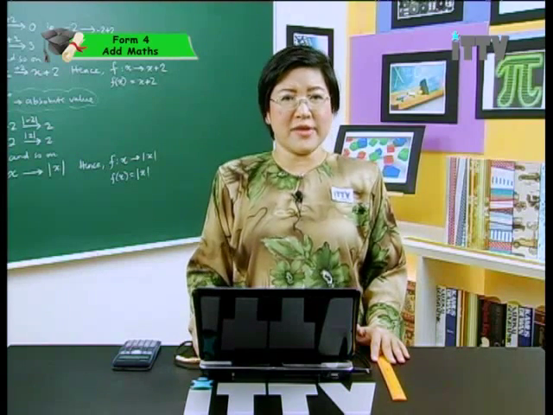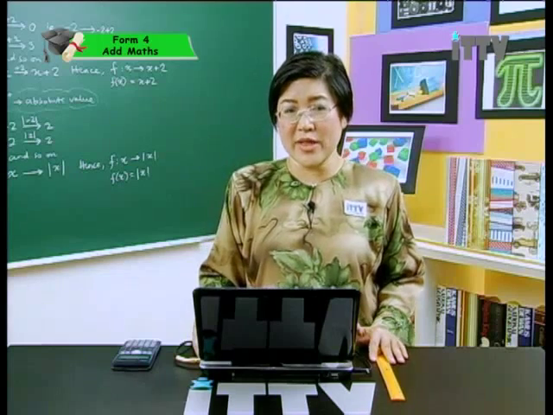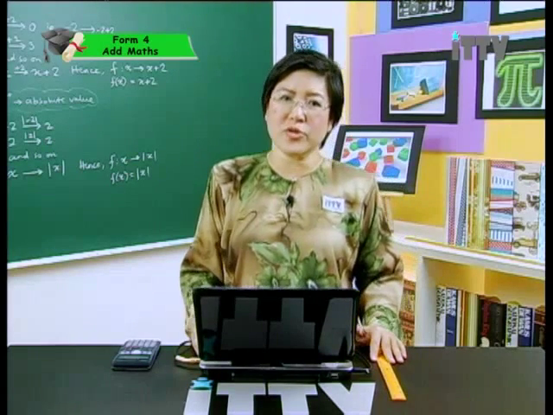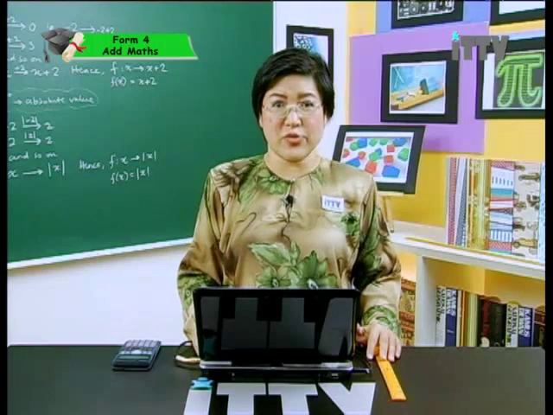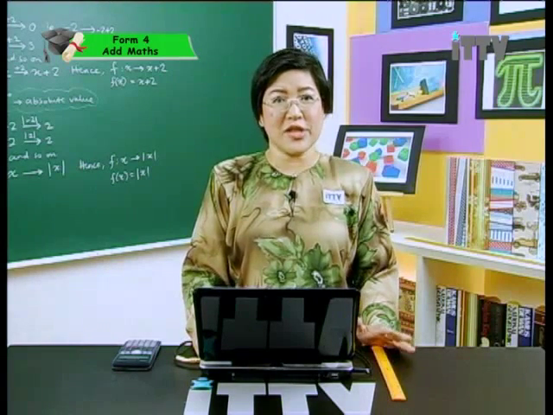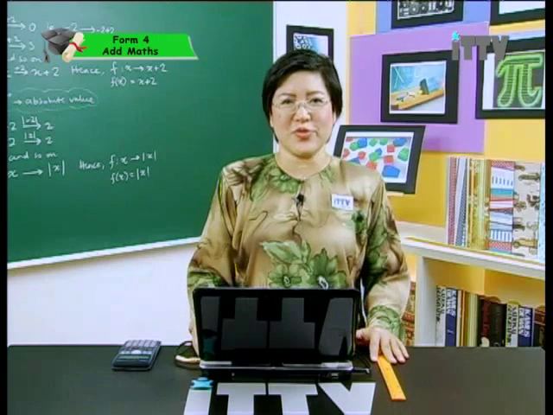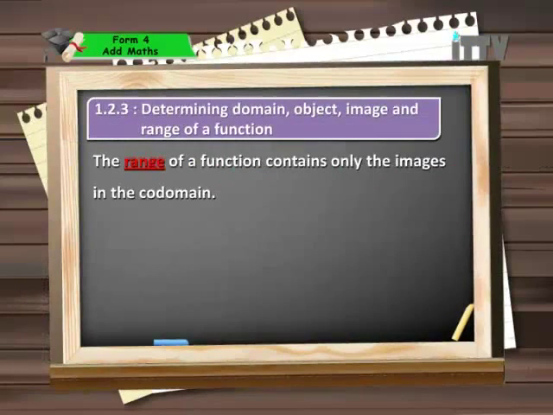It could be that the codomain contains more elements than the range. It could also be that the range has the exact number of elements as the codomain. Hence, the range is a subset of the codomain. Take note also, viewers, that the range of a function contains only the images in the codomain.